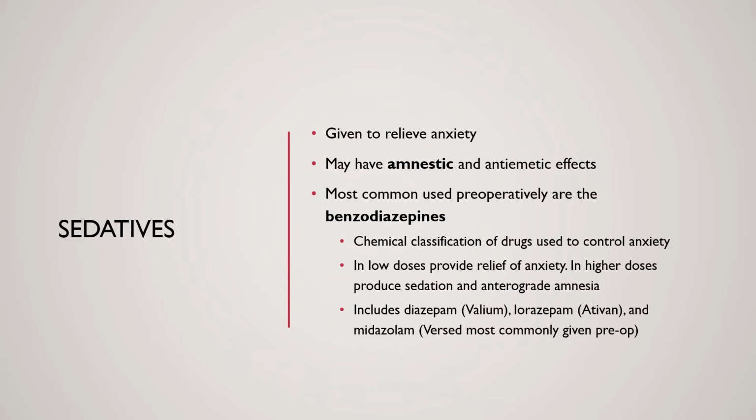In low doses, they provide relief of anxiety. In higher doses, they can produce a sedation and an anterograde amnesia, which means from that point on, the patients don't really remember a whole lot. That is sometimes why you'll hear a lot of patients think that they are actually anesthetized in pre-op, and that is because they are given these and they don't remember anything from that point on. These include diazepam, which is Valium, lorazepam, which is Ativan, and midazolam, which is Versed. That's also the most common one that is given pre-op.